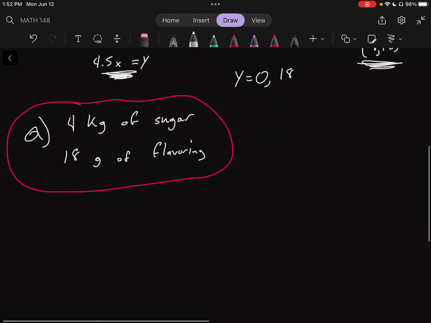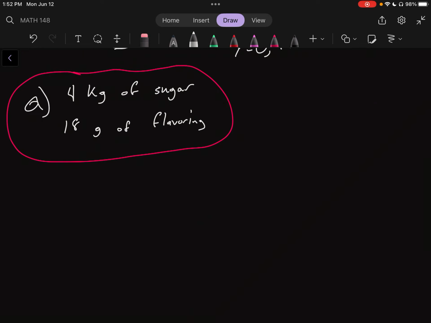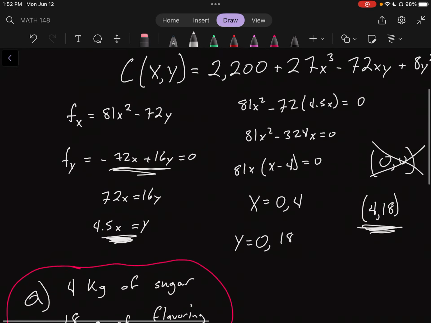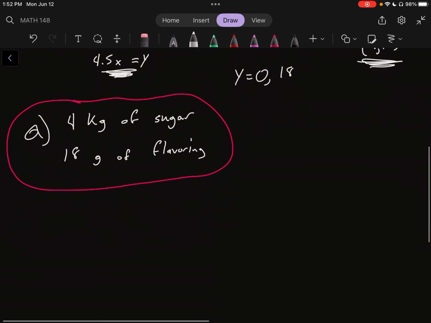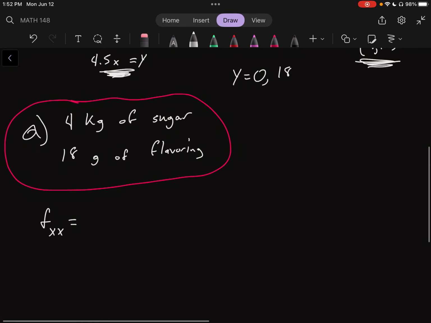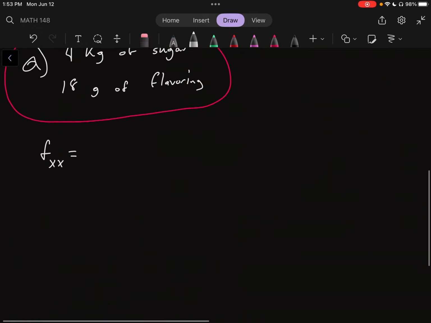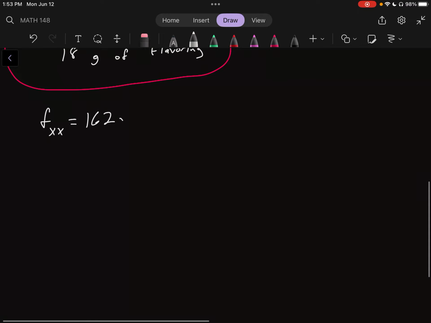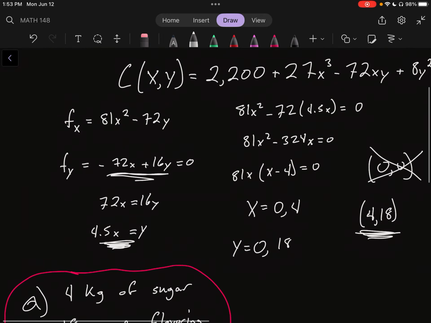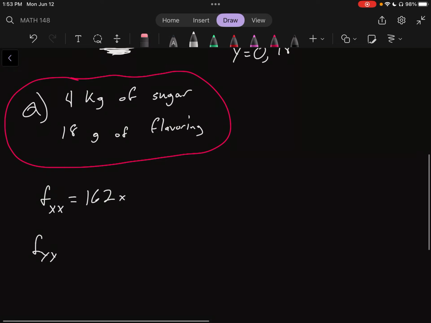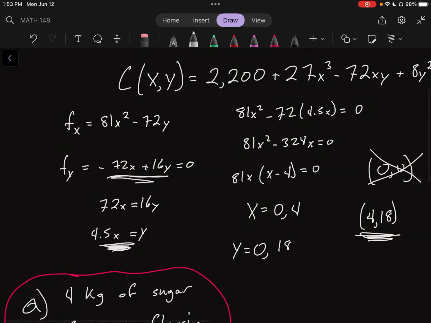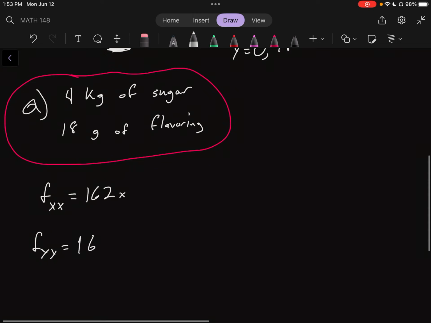And so now part B asks us to check that the values result in a minimum. So now we take what we learned, fx and fy. Now we find fxx, which equals, we go back up here, 81 times 2, just double checking, 162x. And fyy up here is 16.